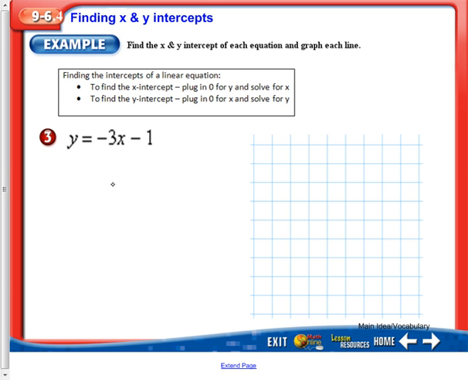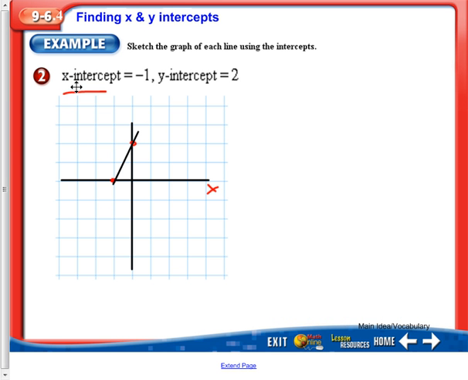Now we're given an equation. So read this box. This is a pretty good help for us. Finding the intercepts of a linear equation: to find the x-intercept, plug in 0 for y and solve for x. To find the y-intercept, plug in 0 for x and solve for y. Let's see why that makes sense.